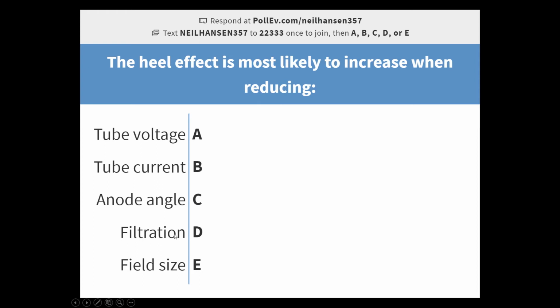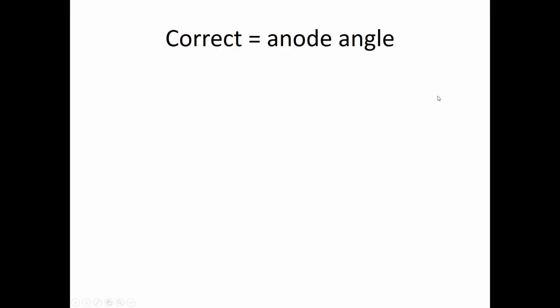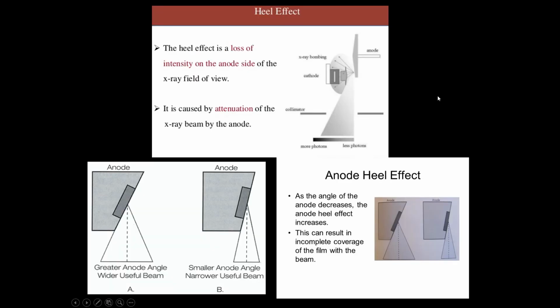Filtration, if you reduce filtration, is that going to increase the heel effect? Not really. Same thing with field size. All right, anode angle. So if you look at the anode angle here, where you have a smaller anode angle, you have a narrower useful beam. If you have a greater anode angle, it's going to have a wider useful beam. So again, if you can't understand the heel effect, I would urge you to look up some good YouTube videos. There's some people that talk about this for 10 minutes at a time.